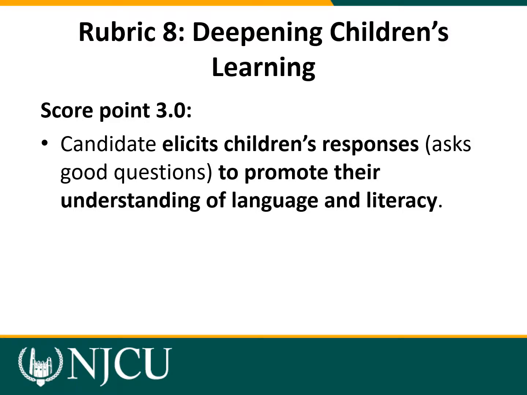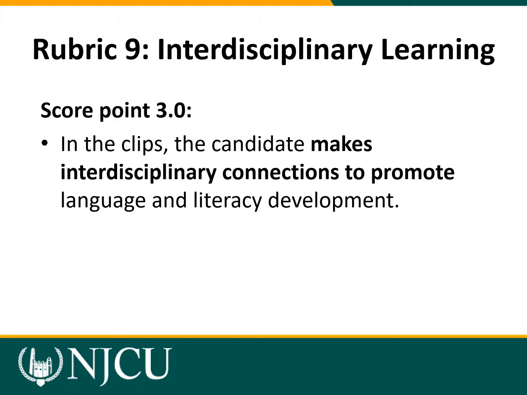Rubric 8 is called Deepening Children's Learning, and it says that the candidate elicits children's responses. In other words, you ask good questions to promote their understanding of language and literacy. So script out those questions, have them all ready to go. Rubric 9 is the interdisciplinary learning that we talked about. So in the clips, the candidate makes interdisciplinary connections to promote language and literacy development. So it has to be in your clip. So make sure you're saying this a lot. Make sure you're making these connections frequently so that any given clip that you take will have those interdisciplinary connections.